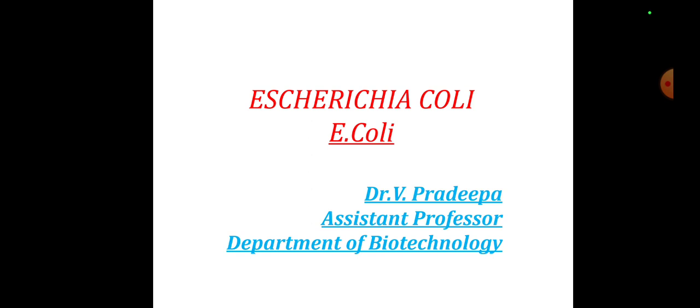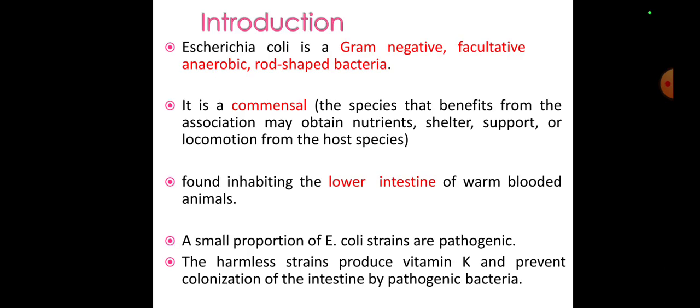It is one of the most common hospital acute pathogens, and it is the main reason for the cause of urinary tract infections, abdominal infections, and bloodstream infections and all. And it is one of the commensals. Commensal means the species which gets benefit from the association with the other species, and benefits means it may get nutrients, shelter, support, or even locomotion from the host species. So E. coli is one of the commensals, and it is mostly found in the lower intestine of warm-blooded animals.